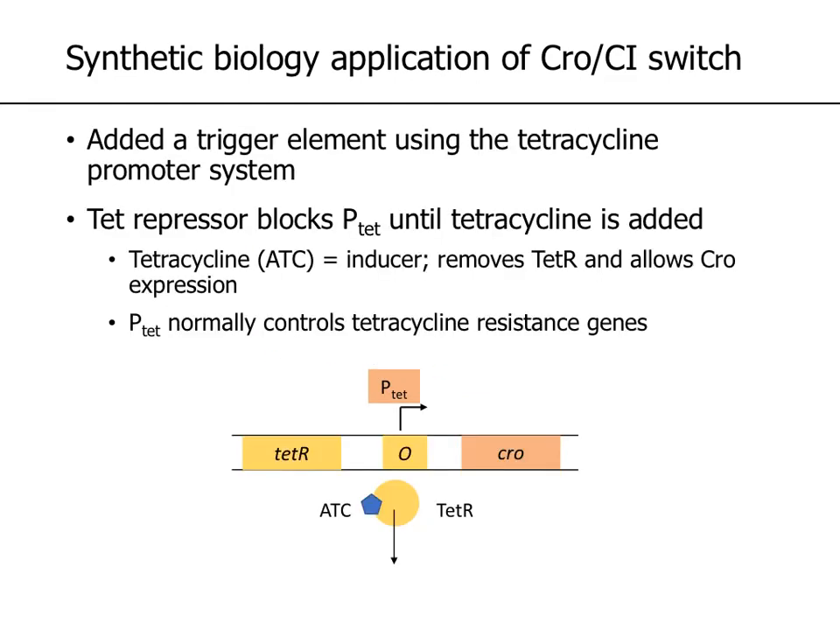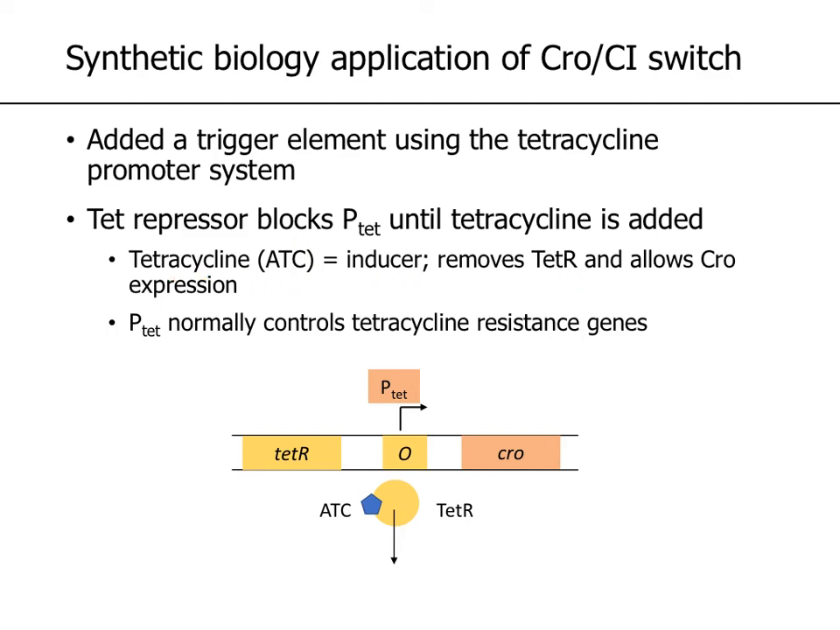All right, so then they added a second DNA element, which they called the trigger element. This one uses the tetracycline promoter system. This is another one of those protein regulator systems, just like how we talked about the LAC operon and the TRP operon. This is just another one of those natural regulation systems. In this case, it's a repressor. So the TET repressor blocks the promoter PTET until tetracycline is added. So tetracycline, in this case ATC, is the inducer.